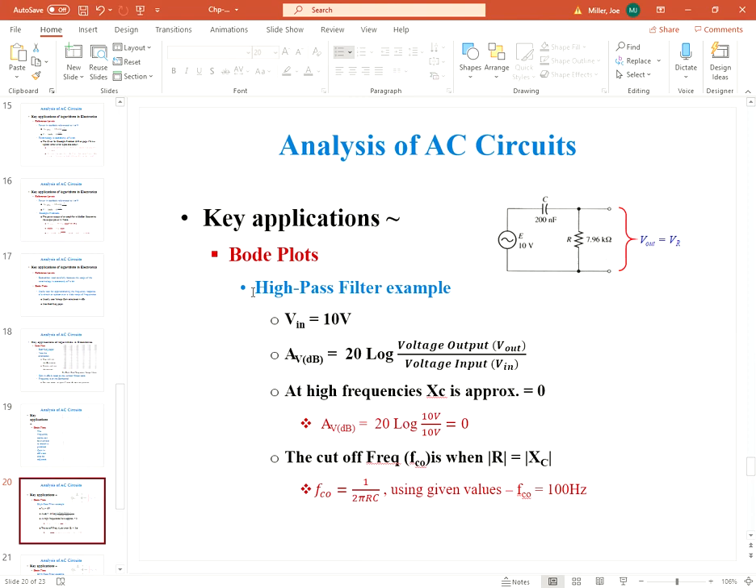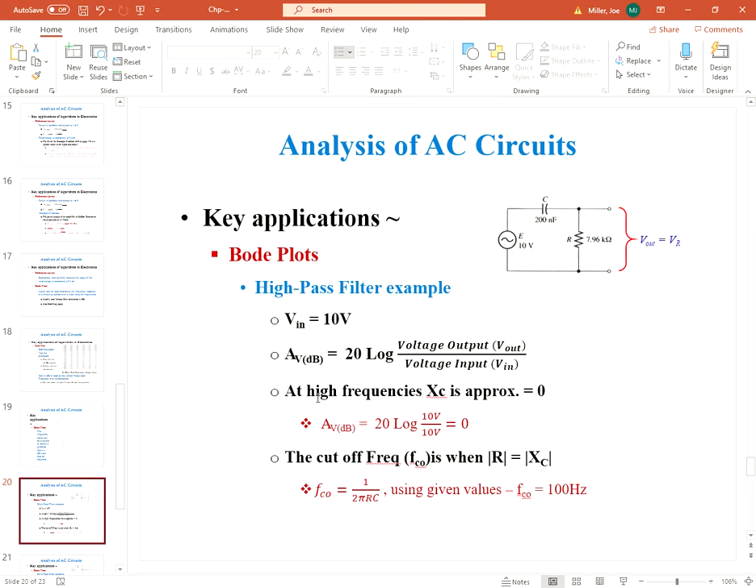Applications. Remember our high-pass filter from before? We have a 200 nanofarad capacitor and a resistor of 7.96 K ohms. The voltage out from this high-pass filter would be equal to the voltage across that resistor. Now, if Vin equals 10 volts, A sub V in dB would be 20 times the log of voltage out over voltage in.